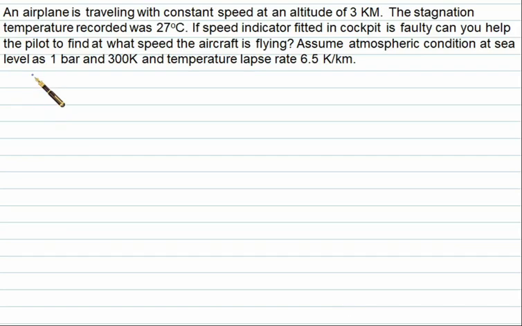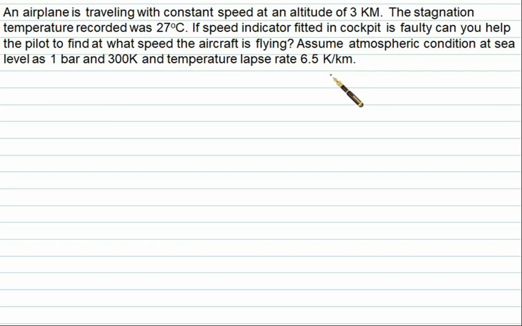So here we will take one numerical based on the stagnation properties. An airplane is traveling with a constant speed at an altitude of 3 km. The stagnation temperature recorded was 27 degrees Celsius. The speed indicator fitted in the cockpit is faulty. Can you help the pilot to find at what speed the aircraft is flying? Assume the atmospheric condition at sea level as 1 bar and 300 Kelvin and the temperature lapse rate as 6.5 Kelvin per kilometer.